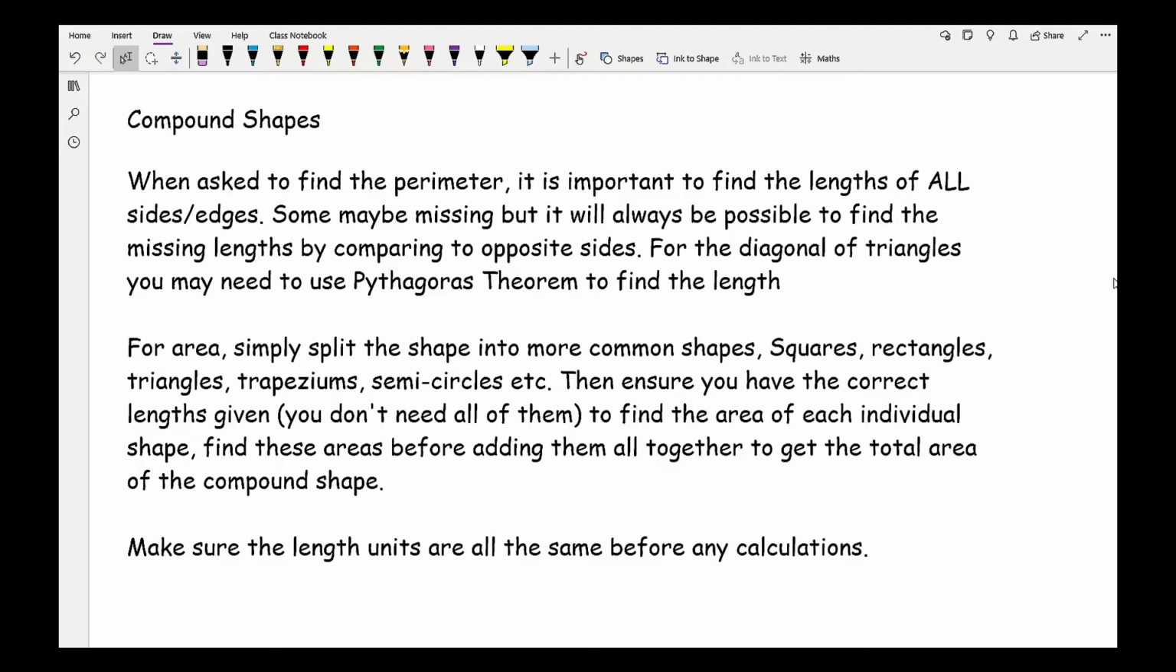Now, for the area, simply split the shape up into the common shapes, just like we did at the start of this video.